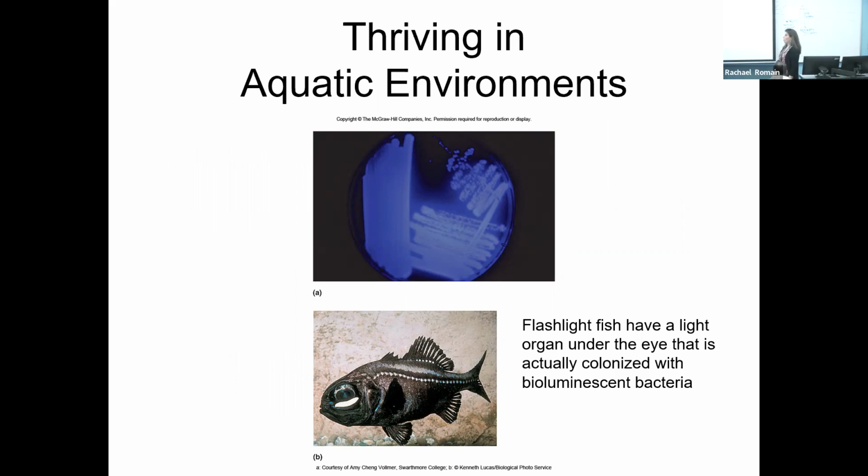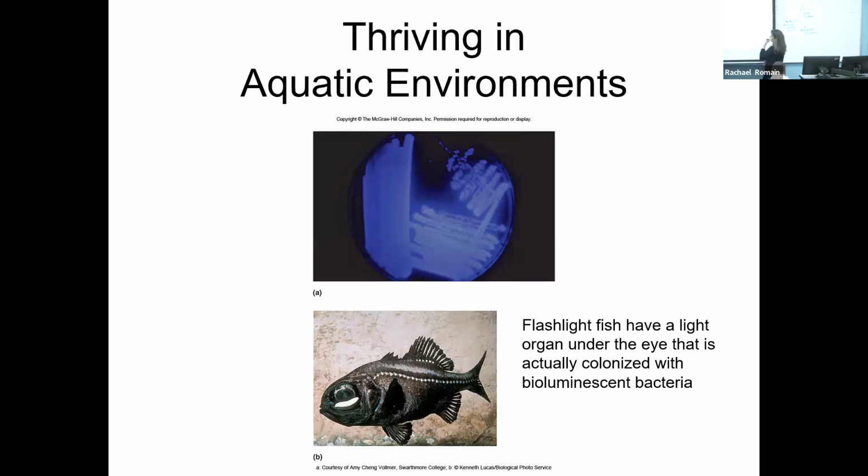Organisms that live in aquatic environments can do all kinds of awesome things. There are some bacteria that actually naturally bioluminesce, okay, believe it or not. So these are naturally glowing organisms. These are not like the cats with the glowing fur that you've seen on the internet or something like that, okay? So they naturally bioluminesce.